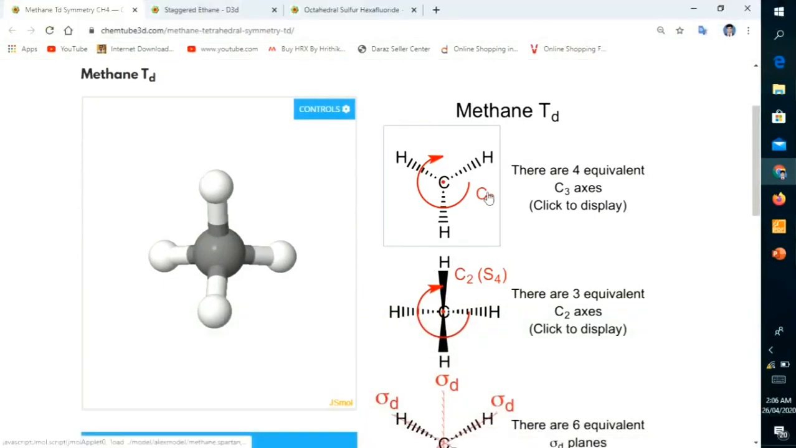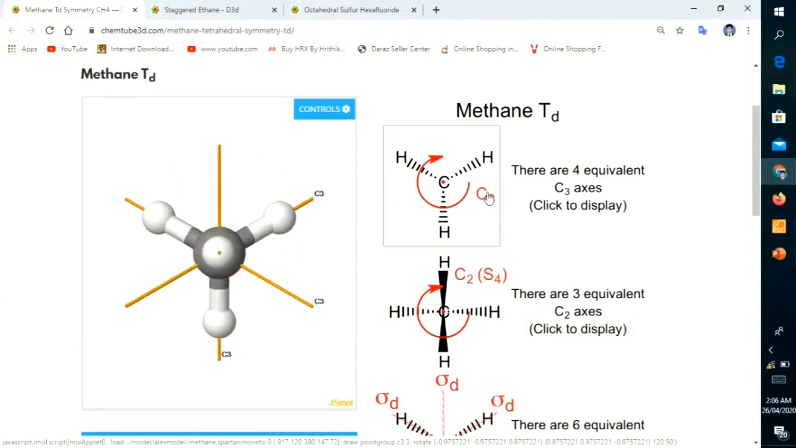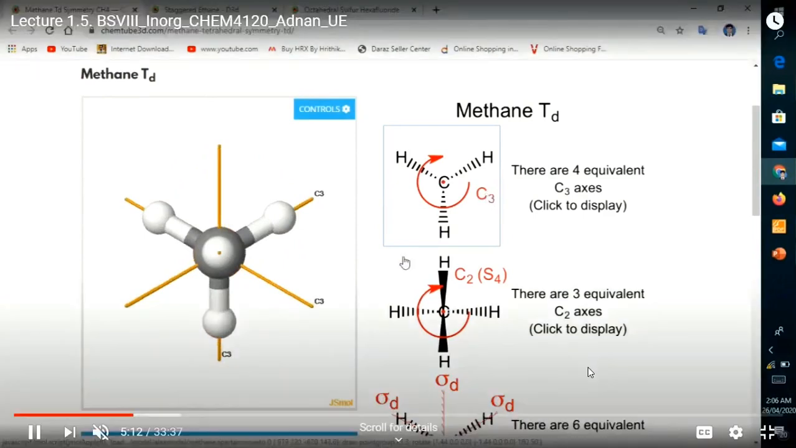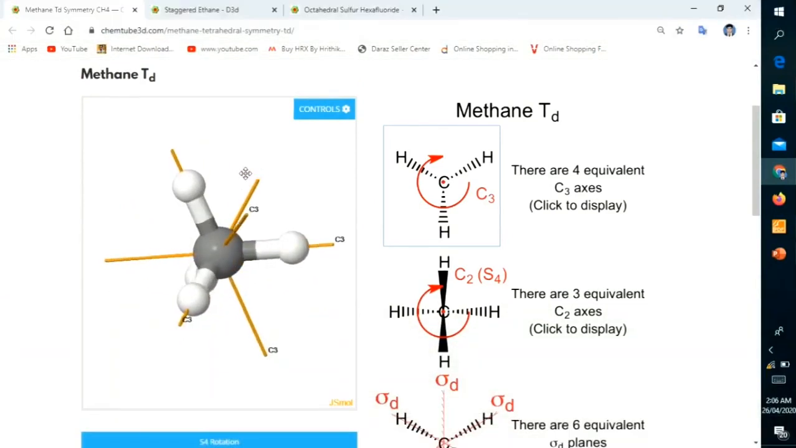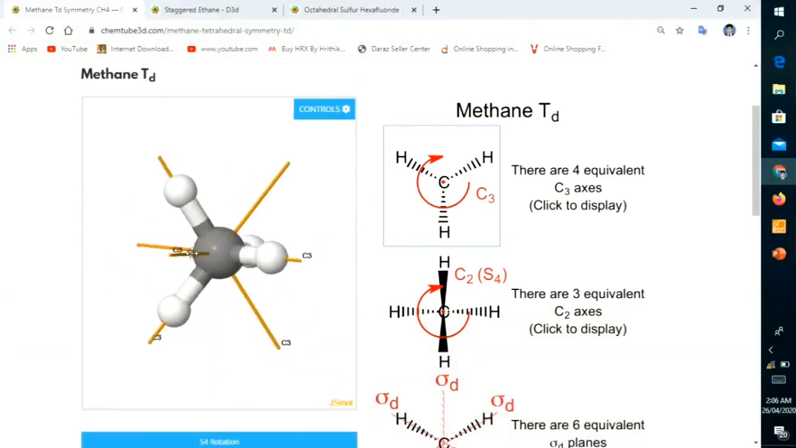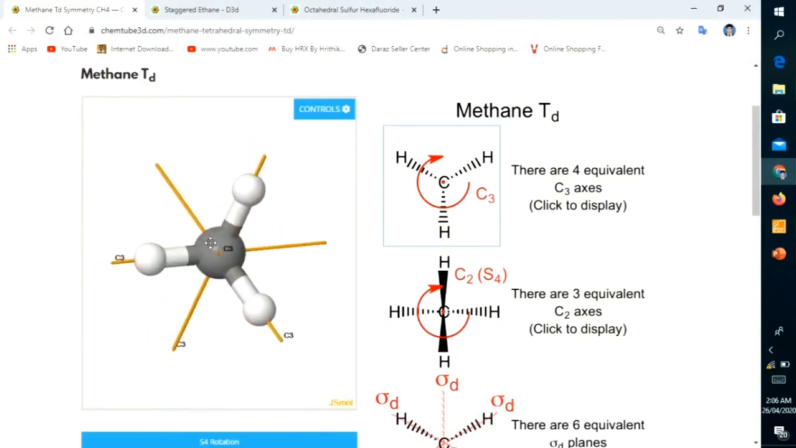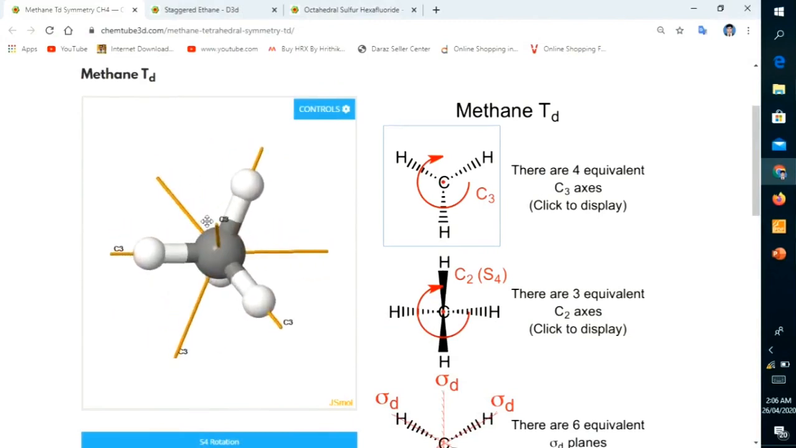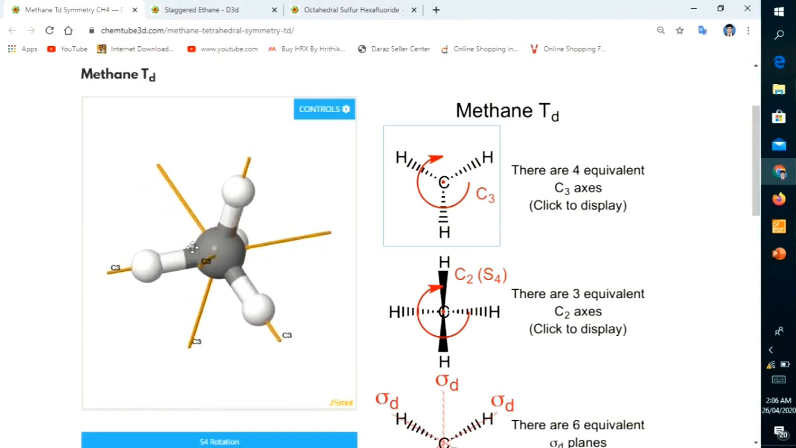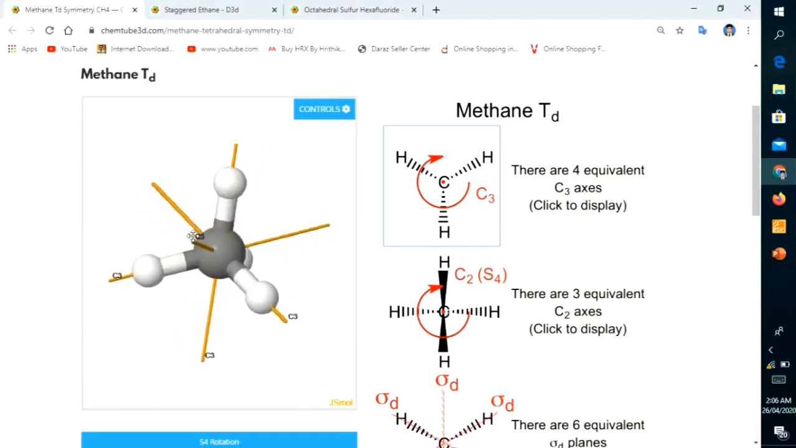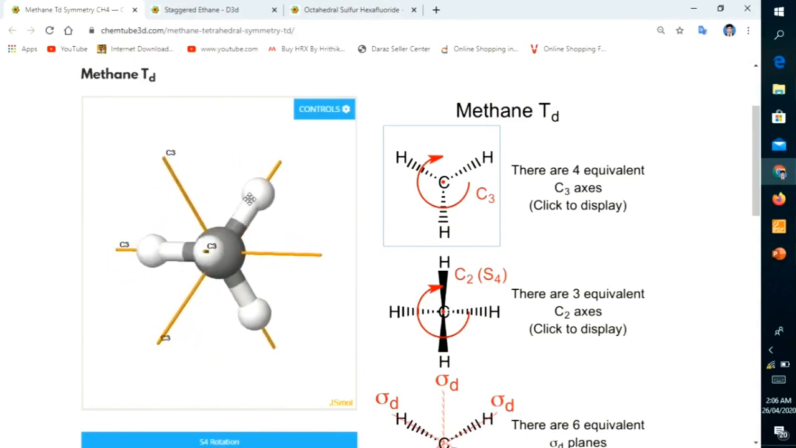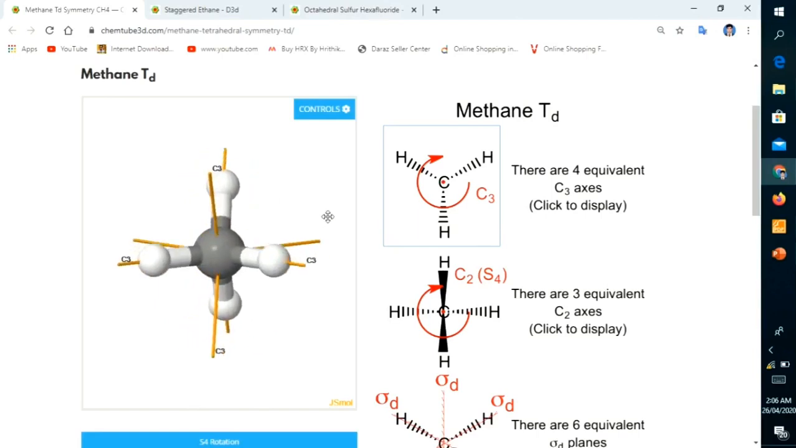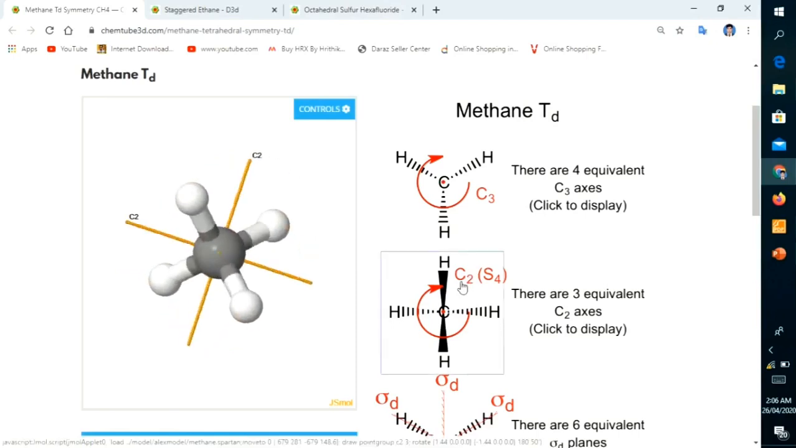This is the 3D diagram of methane, and as you can see, there are 4 equivalent C3 axes. The yellow line shows the axis of rotation here. There are 4 axes of rotation.